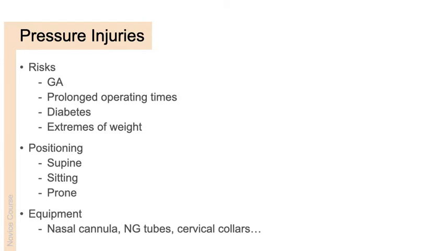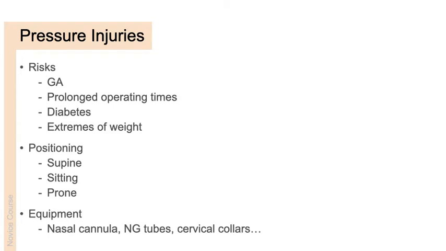Now, pressure injuries themselves have several risk factors. General anaesthetic, which we've spoken about, is a risk factor. Prolonged operating times, and there's a correlation between length of pressure on any part of the body and degree of injury. The presence of diabetes, which can have an effect on neurovascular supply to tissues, therefore tissues are at a greater risk of breakdown or poor wound healing. The extremes of weight. It is true that patients who are obese and those who are underweight are at greater risk of pressure injuries.